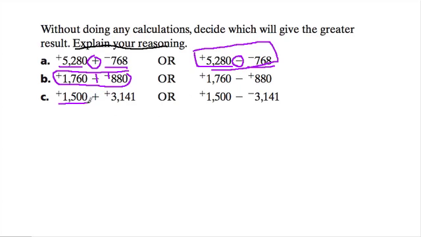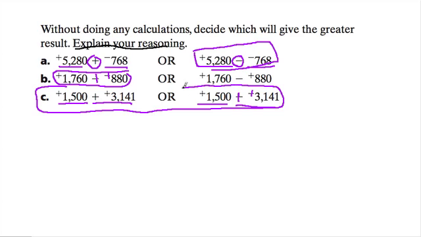So here we have positive 1,500. Here we have positive 1,500. Here we're adding a positive 3,141, and here we're subtracting. Well, actually, these are the same thing, right? This is adding on a positive, and so is this. So subtracting a negative, adding a positive are the same. So neither of these are greater, or you can say both of them are equally great.